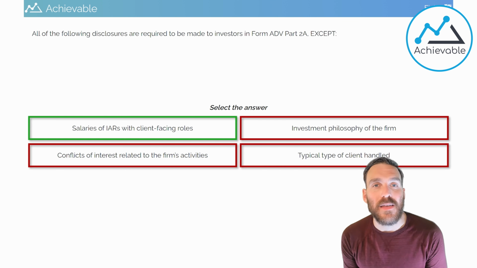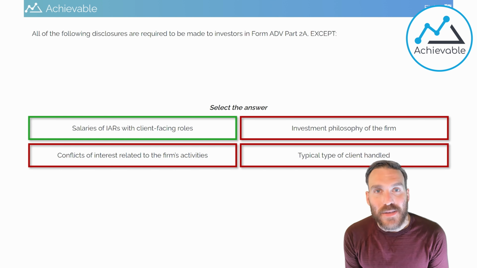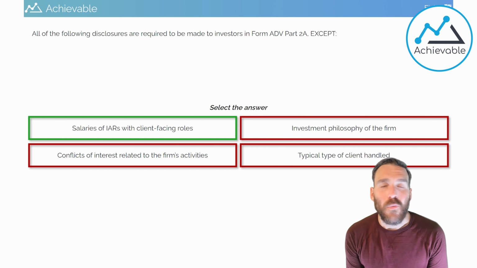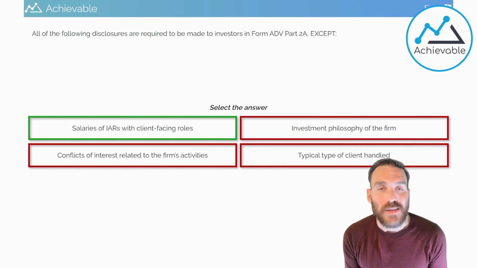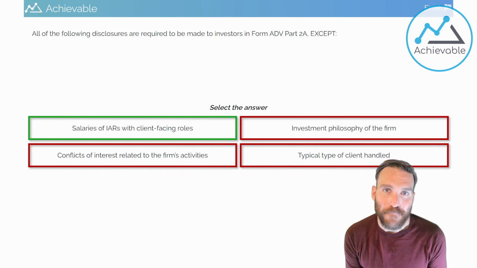The first answer we looked at is the right answer. Salaries of investment advisor representatives, whether they're client-facing or not, are just not going to be disclosed in the brochure, also known as Form ADV Part 2A.